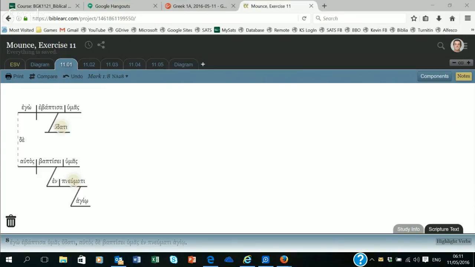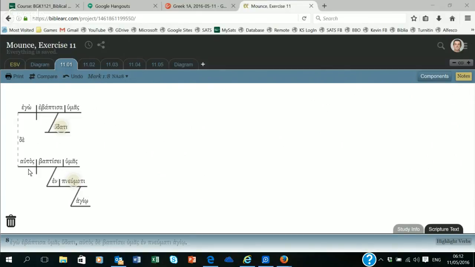So ego is the subject, I. Ebaptisa, have baptized, is the verb, and umas is the direct object. So you can see those diagrammed in the traditional way, where we have the subject on the left, the verb just to the right of the vertical line, and the direct object again further to the right. Udati, water, diagrammed as an indirect object using one of the two methods that I showed you. Now this sentence has 2 clauses joined by de. De is a coordinating conjunction. So we've diagrammed the 2 clauses essentially as 2 separate sentences or clauses, and we've joined them by de. You can see how I've illustrated that.